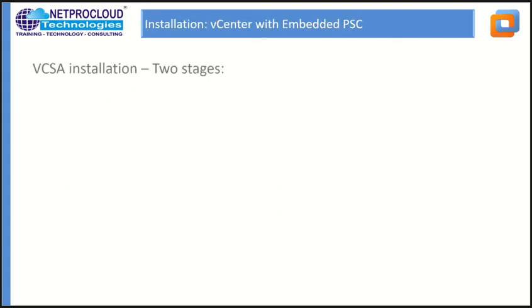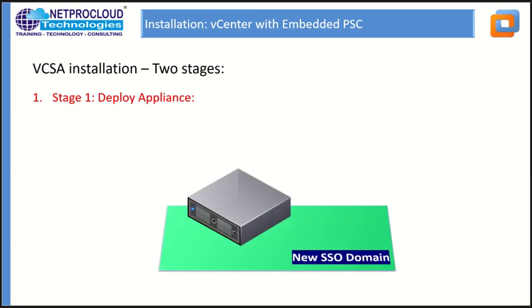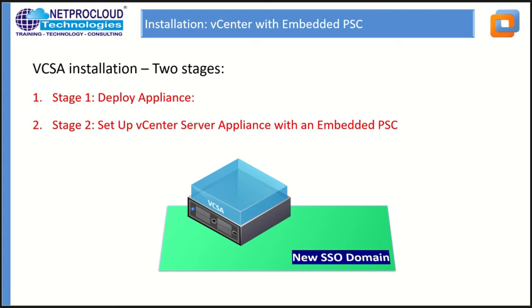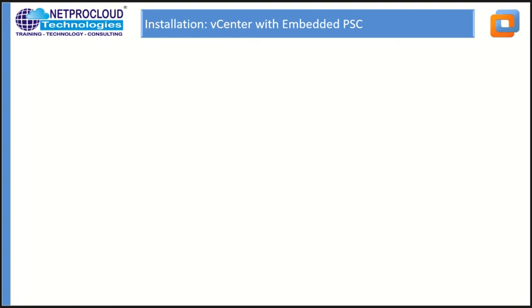Now talking about the installation, the VCSA installation has two stages. Stage one is deploy appliance. Here we are just going to deploy the virtual machine like this. It is my bare metal operating system, and on top of it we are going to deploy VCSA. That comes in the first stage. And the second stage is set up vCenter Server Appliance with an embedded PSC. In the second stage we are going to configure and deploy your vCenter and embedded PSC.